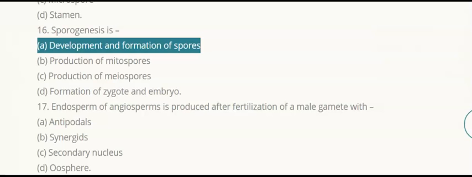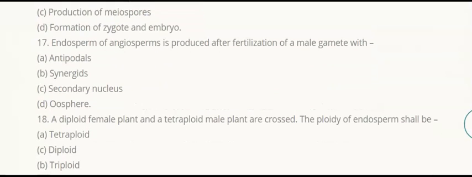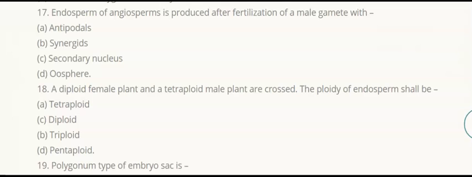So the correct answer for question number 16 is A. Then question 17. Endosperm of angiosperms is produced after fertilization of a male gamete with antipodal cells, then synergids, secondary nuclei, and then oosphere. So here endosperm is formed by the fusion of male gamete with the secondary nuclei.